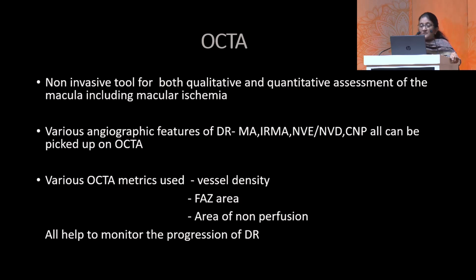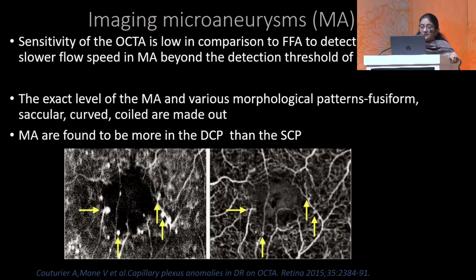Coming to OCTA as a non-invasive tool, it is used both for qualitative and quantitative assessment of macula, including ischemia. There are various angiographic features which you can very well pick up on an OCTA. The various OCTA metrics used for a DR patient are the vessel density, the FAZ area, and the area of non-perfusion, and they all help to monitor the progression of diabetic retinopathy.